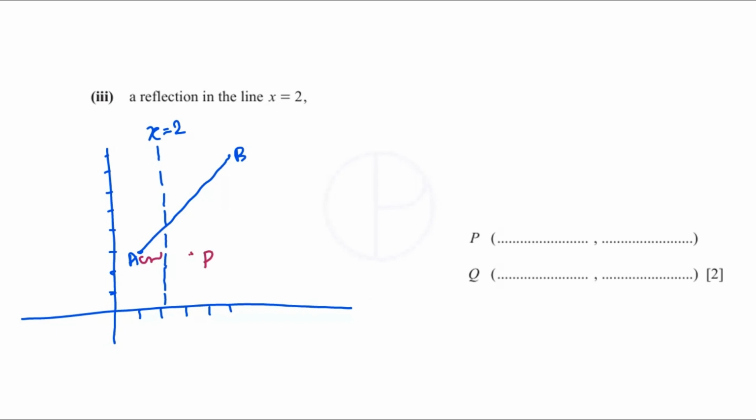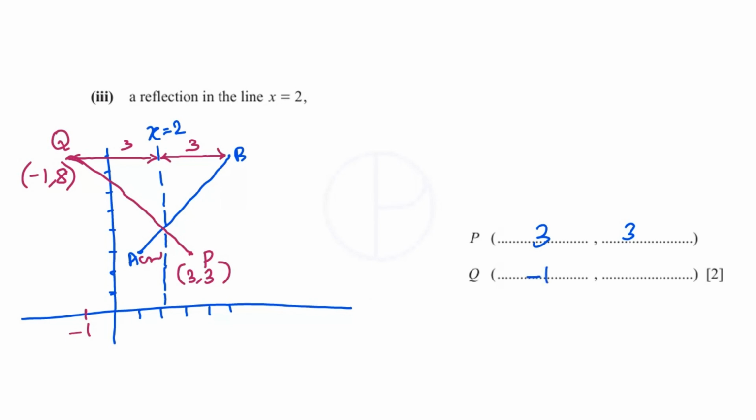This will be P. And the distance between the reflection line and the point B is 3 units. Okay. Now mark 3 units towards the left side of the reflection line. This will be negative 1. Okay, this is Q. So what is the coordinate of P? This is 3, 3. And coordinate of Q is negative 1, 8. So P is 3, 3 and Q is negative 1, 8.